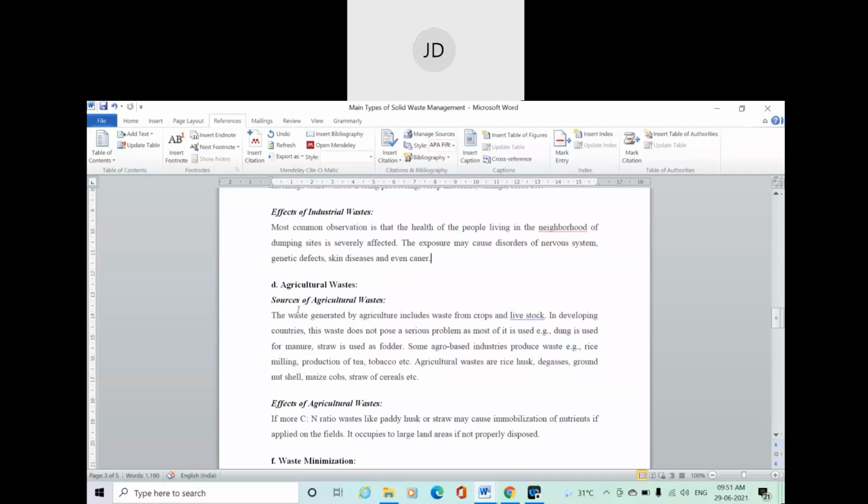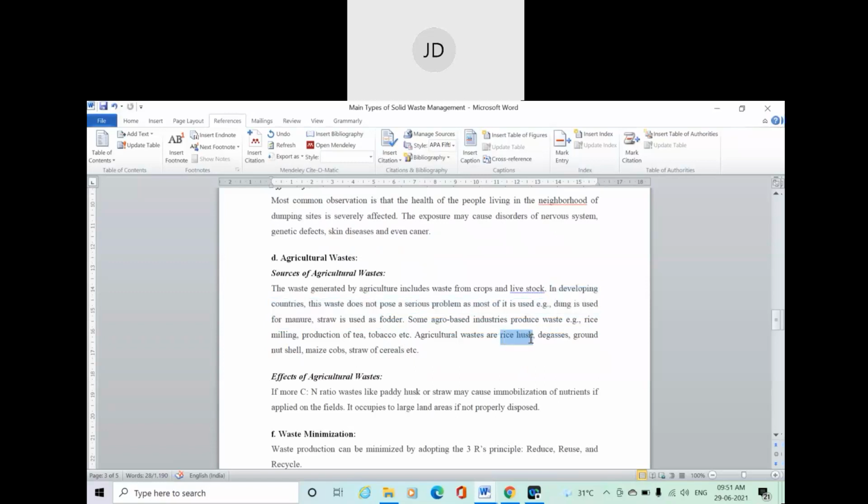Another classification is agricultural waste. The source of agricultural waste is the waste generated by agriculture, including waste from crops and livestock. In developing countries, this waste does not pose a serious problem as most of it is used. Dung is used for manure, straw is used as fodder. So the waste coming from the agriculture field can be reused, and it is also biodegradable, so it is not hazardous. Rice husk is a kind of agricultural waste.